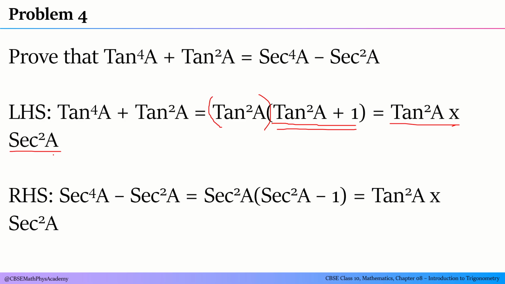Now I am going to do the same to the right hand side. Secant square I am going to pull outside, and within the bracket I am putting secant square minus 1. Here again I am going to apply the trigonometric identity. Secant square I keep as it is, and secant square minus 1 is equal to tan square a. So you can see left hand side and right hand side are both the same. So you are proving it.